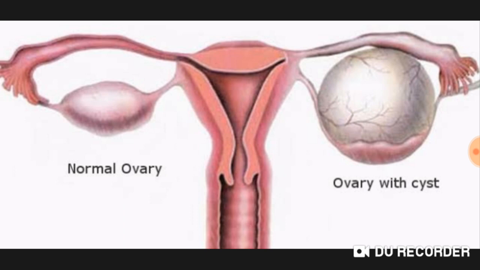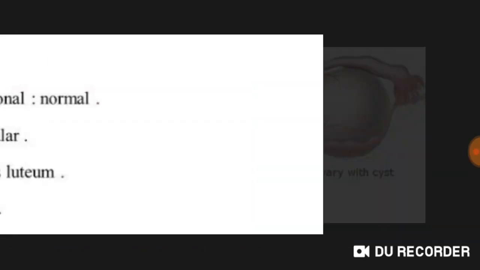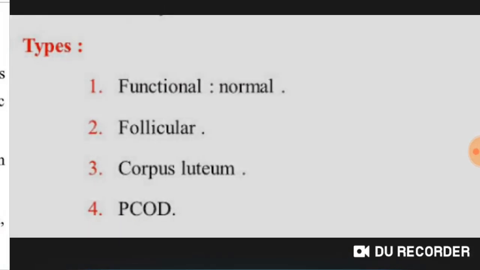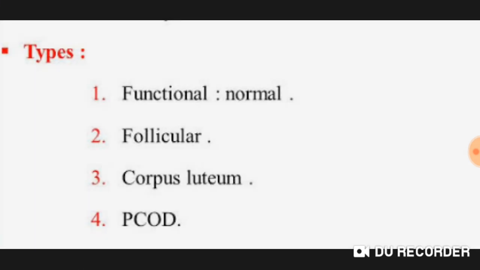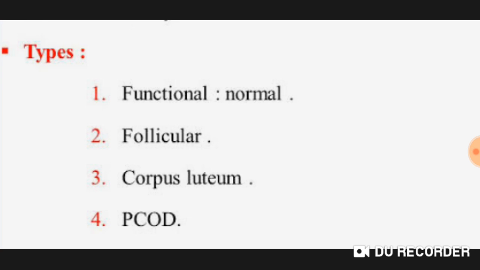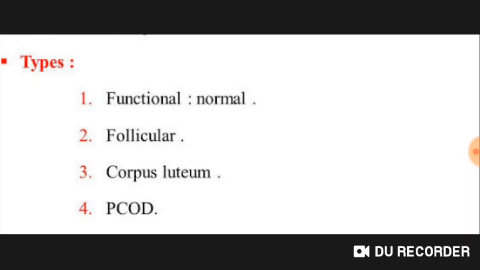Now this is a normal ovary and that one is an ovary with a cyst. Now the types of ovarian cyst: functional cyst, which is normal and the most common type, as in my patient. It is a functional cyst, visible on USG. Then follicular cyst, corpus luteum cyst, and PCOD. We will discuss all these individually. In my case, I will explain the functional cyst which I treated.